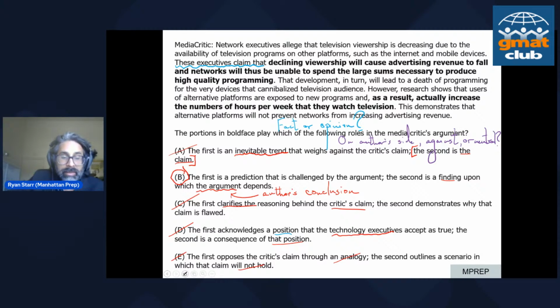Notice that's kind of subtle. "The first clarifies the reasoning behind the critic's claim." You could easily just ignore the critic's part there and think, yeah, executive's claim. It's really, really easy to accidentally do that. So watch the wording, right? Part of the advantage they get from having both points of view here, the executive's and the critic's, is that they get to mix them around in the answer choices to confuse everybody. That's their game. All right.